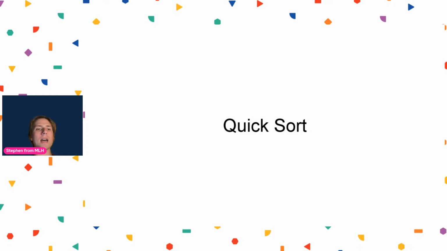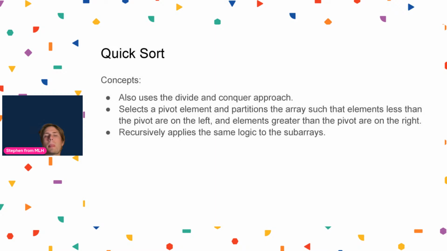And now we're going to tackle quick sort. So quick sort is supposed to be really fast, just like merge sort. It's going to use a divide and conquer approach. And the way it works is that it's going to select a pivot element and partition the array so that elements less than the pivot are on the left and elements greater than the pivot are on the right. And then it's going to recursively apply that same logic to the subarrays after the split.